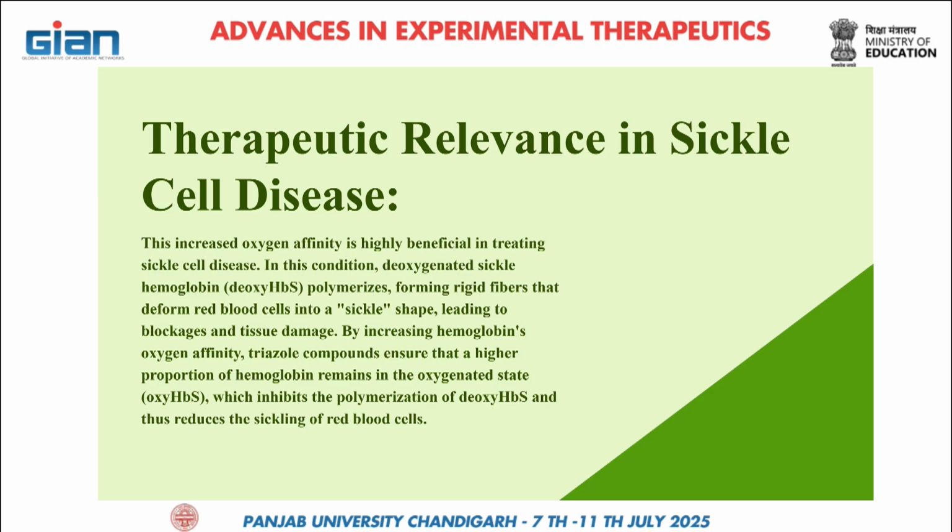Remember, in this disease, it is the deoxygenated hemoglobin that polymerizes and causes the RBCs to deform into sickle shape. By increasing hemoglobin's oxygen affinity, triazole compounds ensure that more hemoglobin remains in the oxygenated state. This in turn inhibits the polymerization process and reduces the sickling of red blood cells.